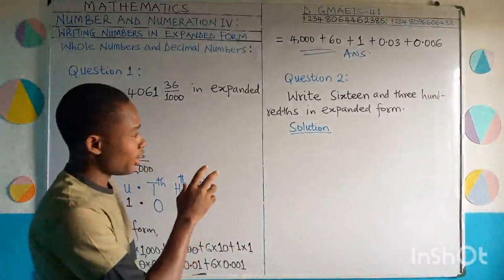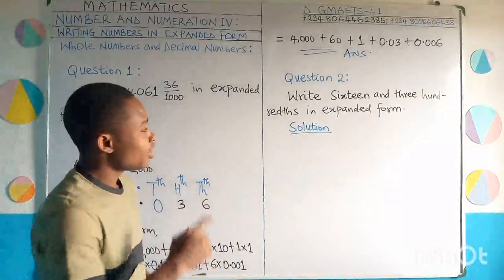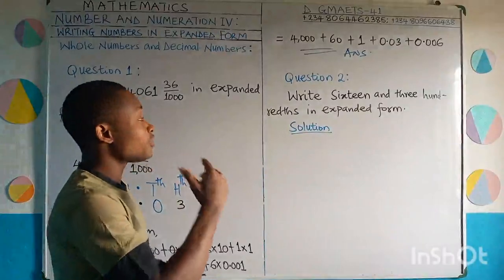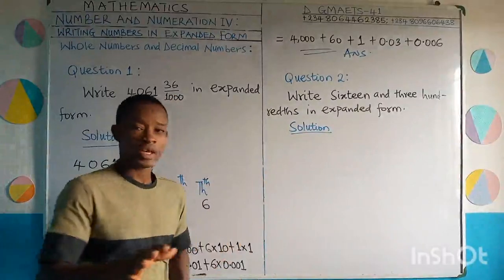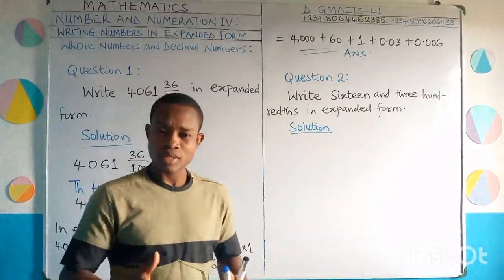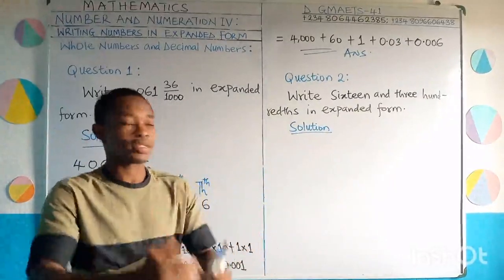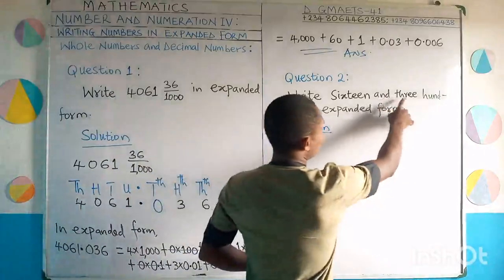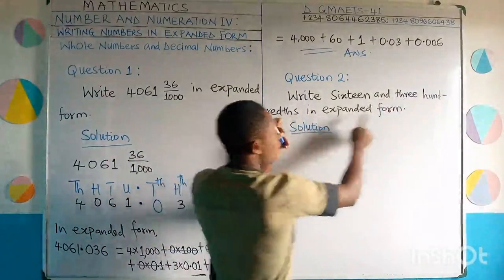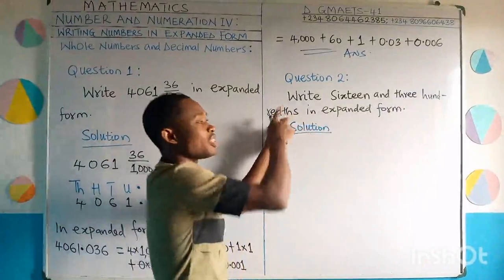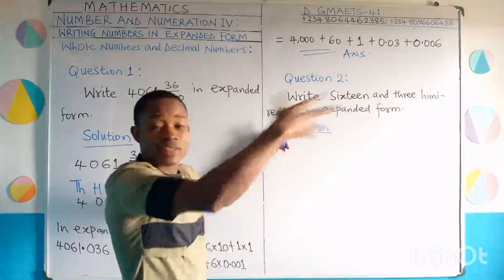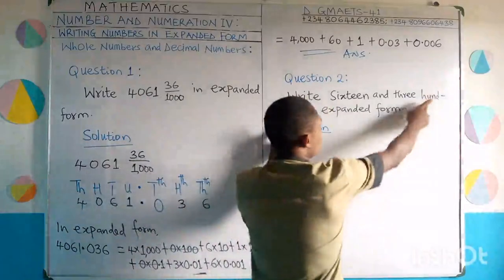Let's see how fast we can be with this question 2. Write 16 and 3 hundredths in expanded form. 16 and 3 hundredths. Alright, so, and 3 hundredths. This hundredths tells us that this number is a decimal number. Now, before this hundredths, you have 3.